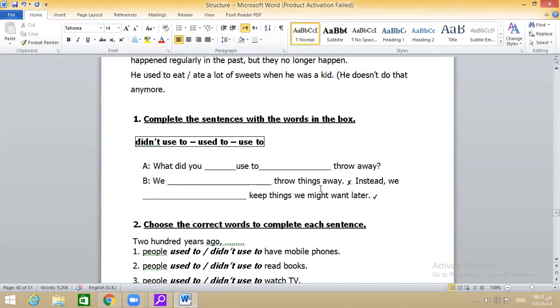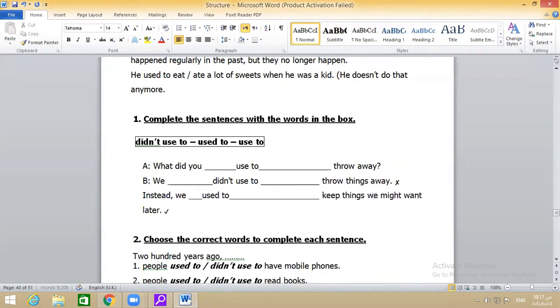We throw things away. As you can see, there's a cross. This means that this is in the negative form. So we didn't use to throw things away. Instead, what did we used to do instead? We used, yes, excellent, to keep things we might want later.